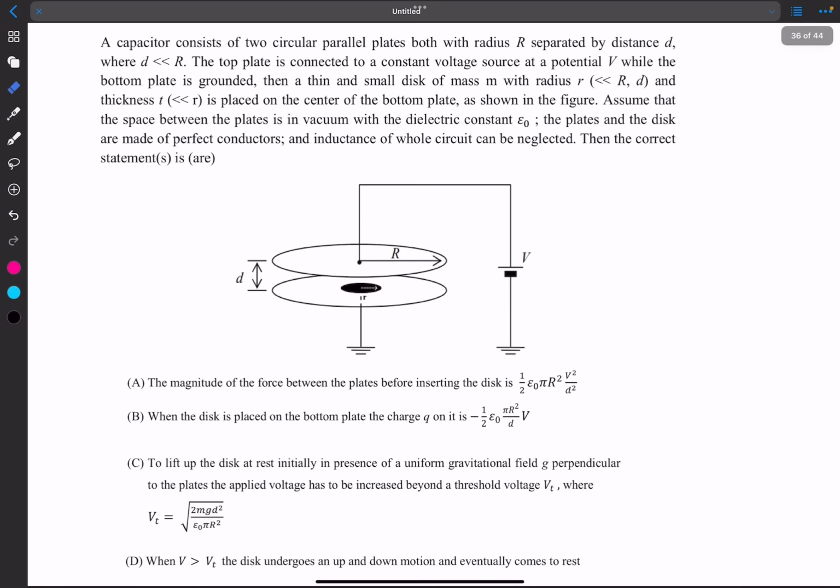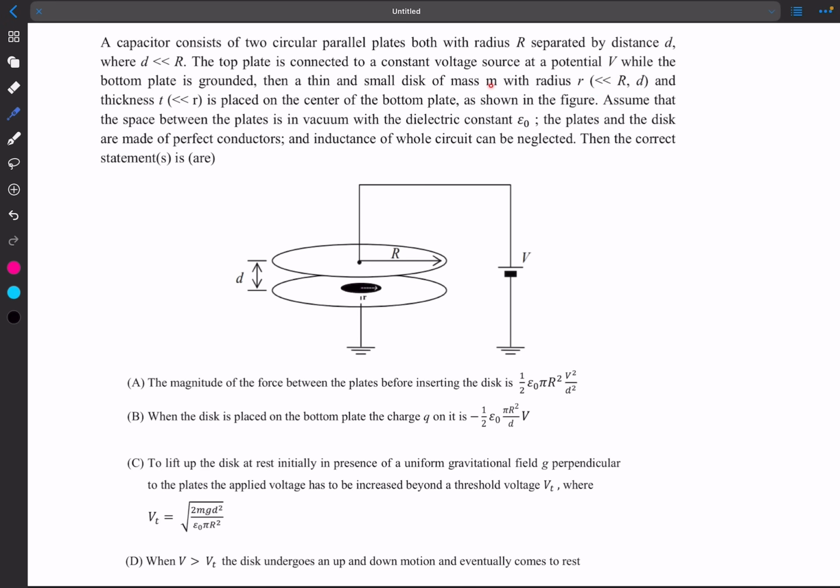Okay, so now let's discuss this problem. This is from IPHO 2004. In the question we have a parallel plate capacitor, where the plates are circular and they are separated by a small distance d. The top plate is connected to a constant voltage source of potential V, and the bottom plate is grounded.